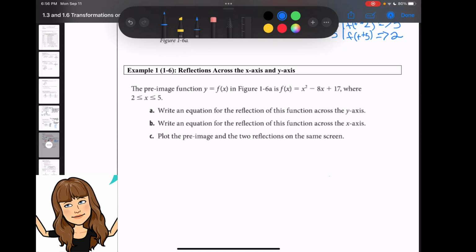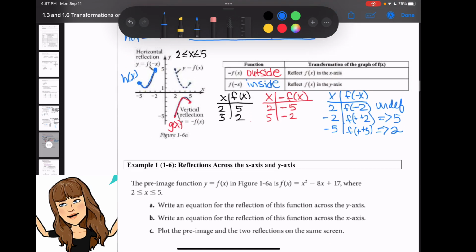Moving on. Reflections across the x and y axis. So the pre-image y equals f of x in figure 1-6a is this function, this quadratic, where they've restricted the domain. So that happens to be this function here. It's the black dotted function, happens to be f of x. And we have a restricted domain there.